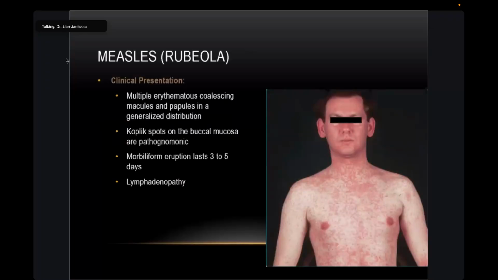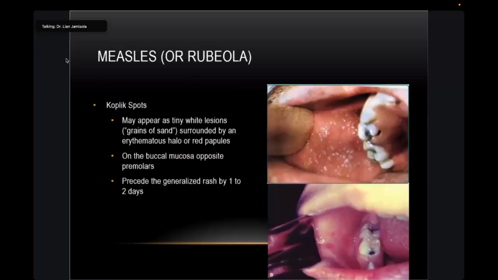Rubeola or measles will eventually coalesce, so the multiple erythematous macules and papules would coalesce in a generalized distribution. It's important to look for Koplik spots on the buccal mucosa, as these are pathognomonic. Here, in your buccal mucosa, you will see Koplik spots. These are tiny white lesions, like grains of sand, surrounded by an erythematous halo, or red papules, on the buccal mucosa opposite the premolars. They may precede the rash by 1 to 2 days.